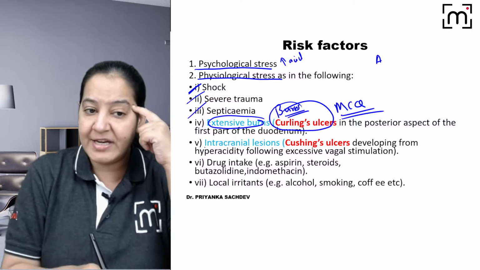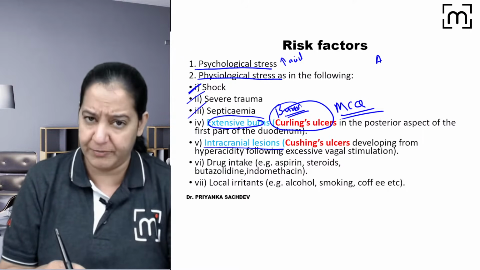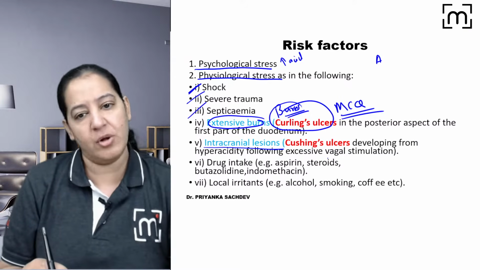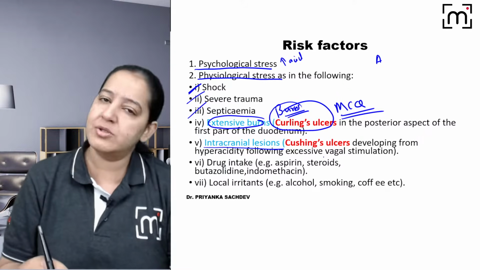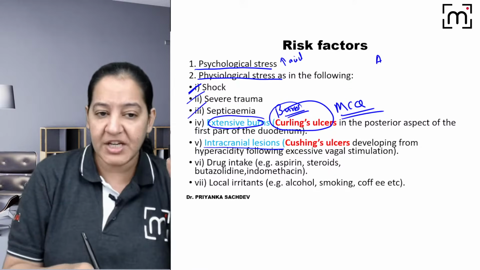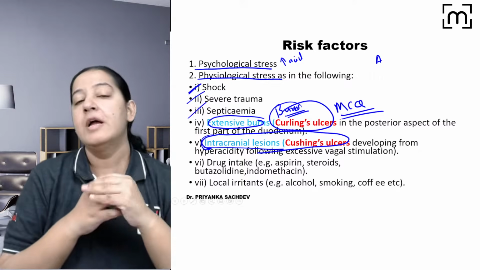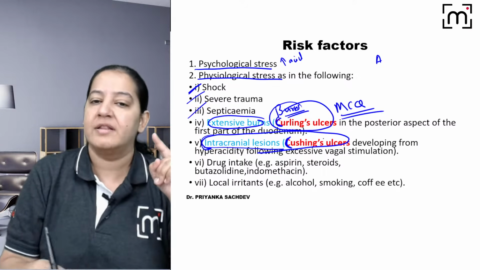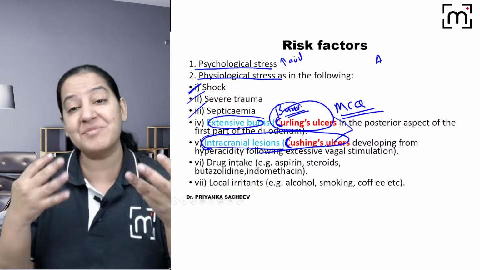Now whenever there is an intracranial lesion in the brain, any tumor, any space occupying lesion, that also increases the vagal stimulation. It stimulates the vagus center in the brain, and that also increases the acid. So intracranial lesions also cause peptic ulcer. Such a peptic ulcer which results due to intracranial lesion is known as Cushing ulcer. Now both of them start with C. This is curling, this is Cushing. That's why both are important MCQs. In the options you will get both, but students sometimes get confused.